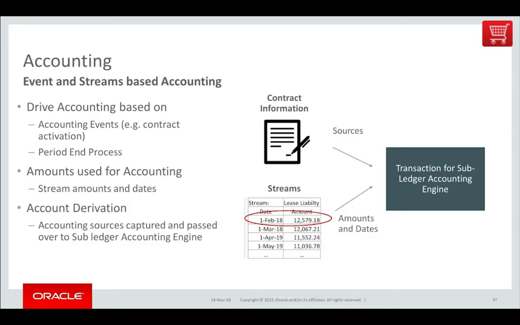And what I'm saying is that we take that information from the streams, that's the amount I want to account for, and we combine that with your contract information, which are your sources, and we feed that into your subledger, and then you use subledger accounting to derive your accounts. So we're giving you contract information with sources, the amounts from the streams together into the subledger to generate the accounting.